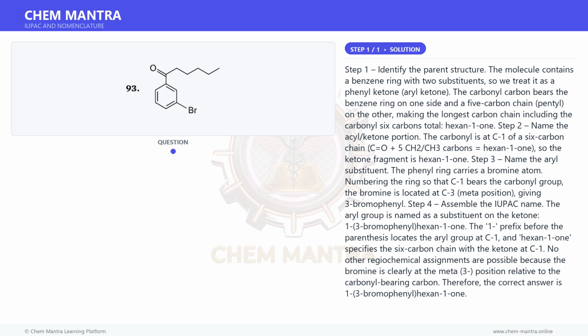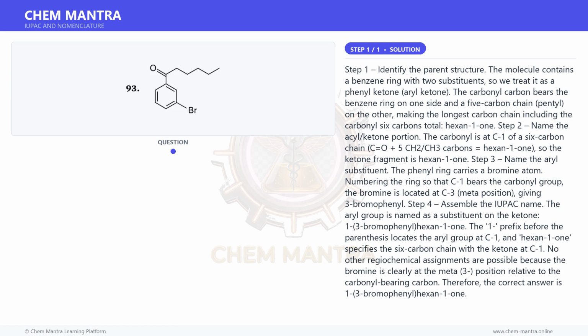The molecule contains a benzene ring with 2 substituents, so we treat it as a phenyl ketone, an aryl ketone. The carbonyl carbon bears the benzene ring on one side and a 5-carbon chain, pentyl, on the other, making the longest carbon chain including the carbonyl 6 carbons total, hexan-1-one.